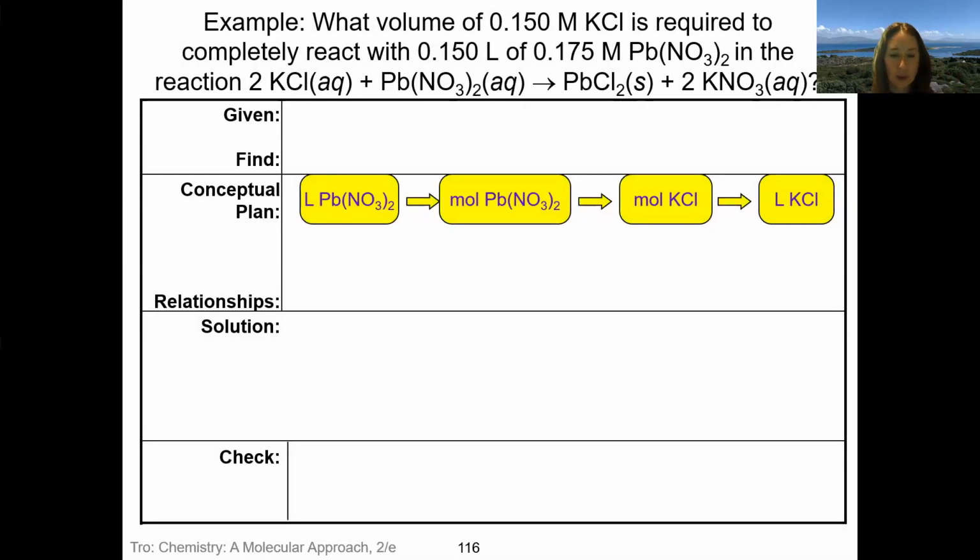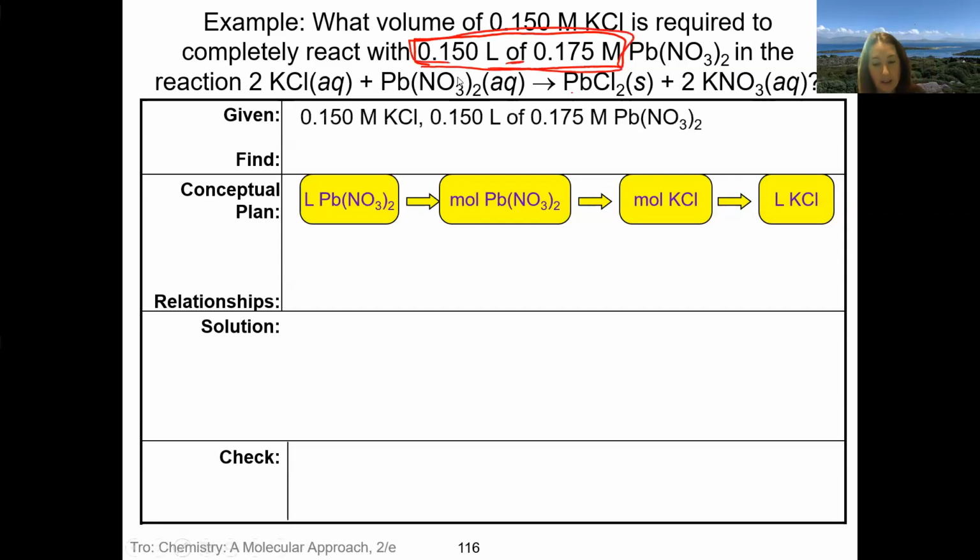So for example, if we look at this problem, we look at what we have. It says, what volume of a 0.105 molar KCl is required to completely react with this volume and this molarity of PbNO3? Now, remember what we talked about with dilutions: when you see this "of," that means these guys stick together. It's not a dilution problem, but when you see that "of," those are going to stick together.